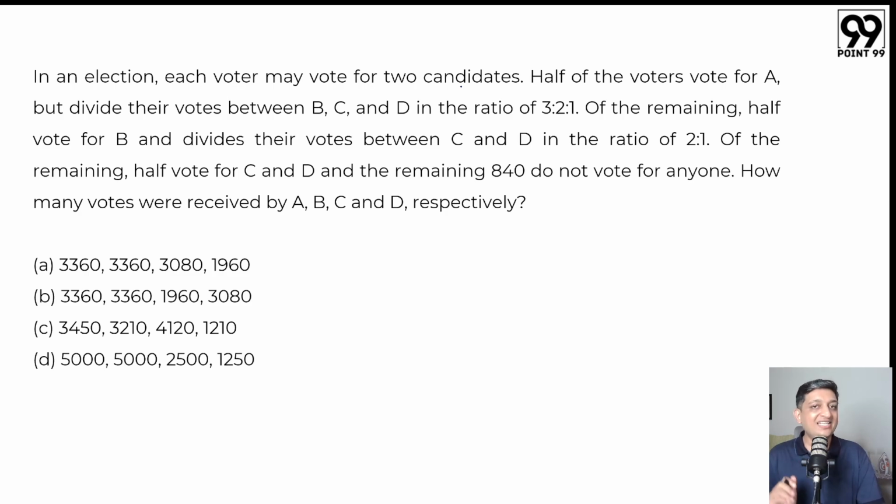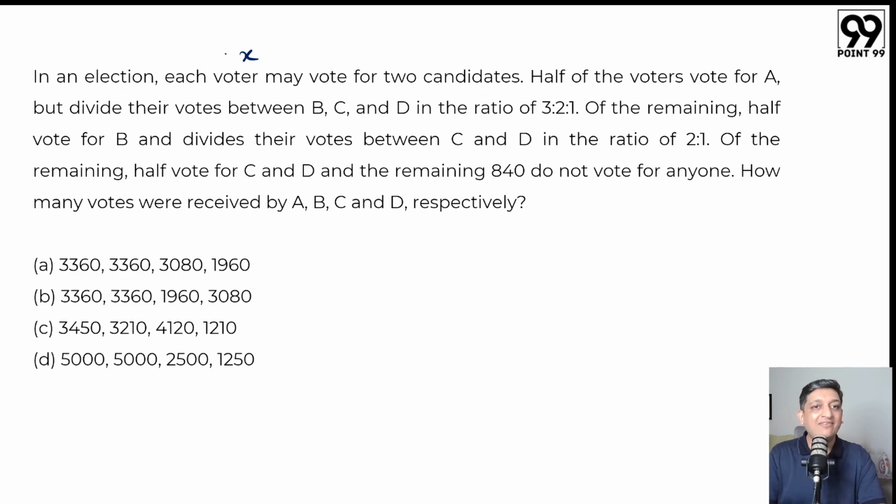So have a look at this, try this out, and then we can have a look at the solution. In an election, each voter may vote for 2 candidates. Half of the voters vote for A, but divide their votes between B, C and D. So let's say, for example, there are X voters. So X by 2 will happen here, but I don't want X by 2.